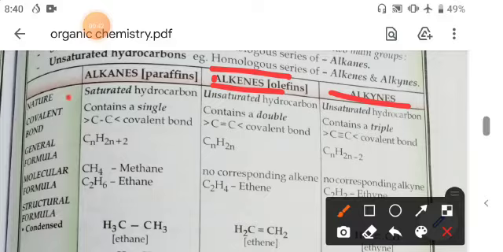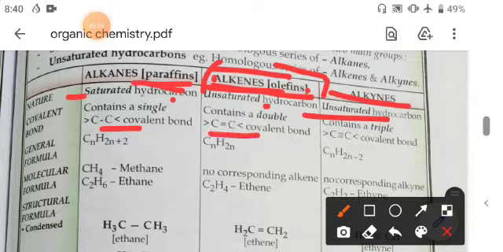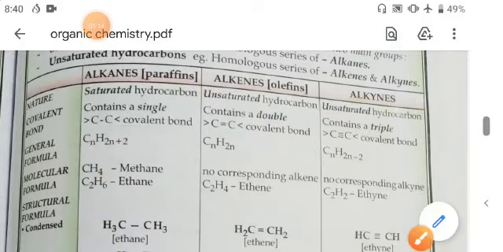Now, alkanes are also called the paraffins and alkenes are called the olefins. It is important to know paraffins and olefins. These are saturated and these are unsaturated. Alkanes contain single bonds, and alkenes and alkynes contain double or triple bonds. For the molecular formula, here we have ethane, methane, and here ethene, ethyne.